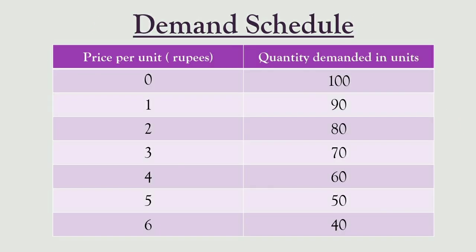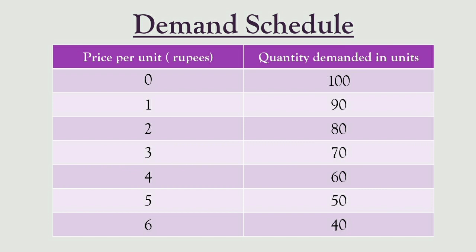The demand schedule here shows us the price and the quantity demanded relationship, which we already know is an inverse relationship. So as the price goes on increasing, the quantity demanded of that particular unit will go on decreasing. That is, when it is zero price, quantity demanded is 100. As the price goes on increasing from 1 to 3, the quantity demanded goes on decreasing, that is 90, 80, 70, and so on. This is how the demand function is being shown.